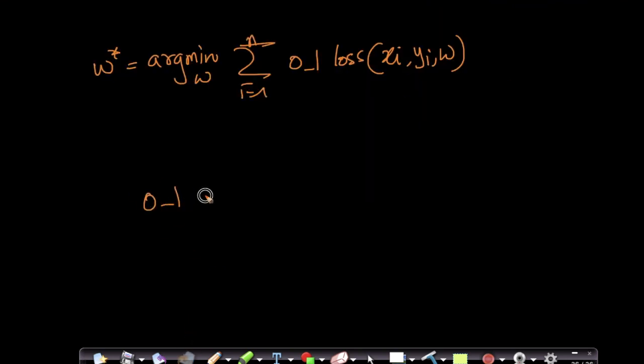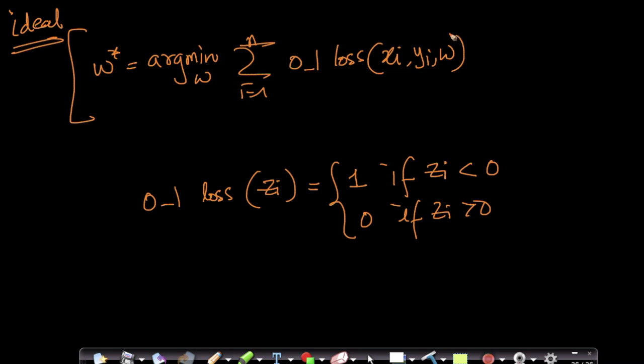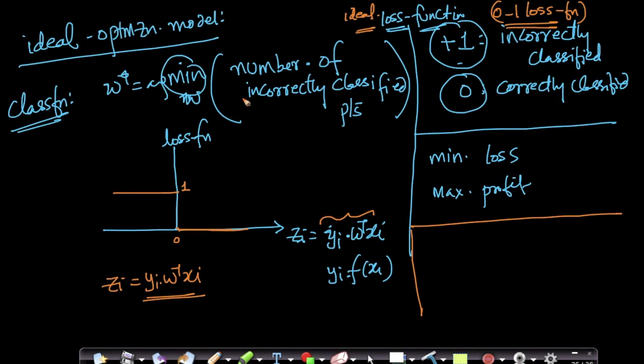The 0-1 loss function of Zi equals 1 if Zi is less than 0. It is 0 if Zi is greater than 0. This is what the 0-1 loss function looks like. So you can look at your ideal system for optimization from a loss function minimization perspective as finding a W that minimizes the 0-1 loss. And why is it called loss? That's very important because we want to minimize loss and maximize profit, right?